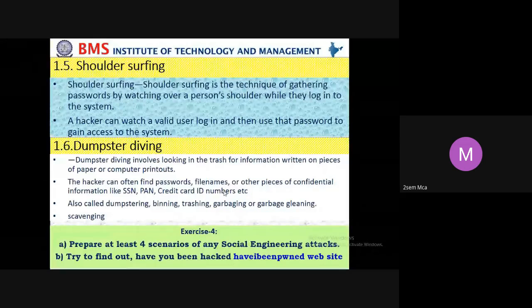Through your accounts, they are going to get all your personal details like date of birth, email ID, phone number, address, and so on. Hackers can often find passwords, file names, or other pieces of confidential information like SSN, PAN, credit card numbers, etc. So it is also called dumpstering, binning, thrashing, garbaging, or garbage cleaning. It's scavenging.